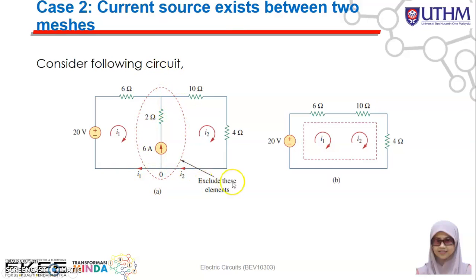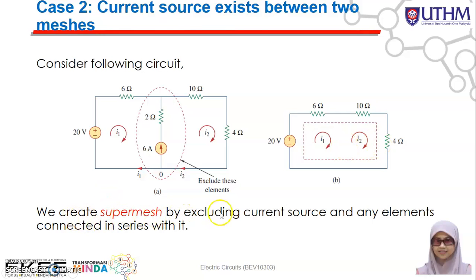Usually we can exclude this element. We can exclude the whole branch, and then finally we have this. This one we consider as a super mesh, because a super mesh is actually a combination of the two meshes. We create the super mesh by excluding the current source, here, and any elements connected in series with it. Anything connected in series with the current source will be excluded. So from here, this is a super mesh.